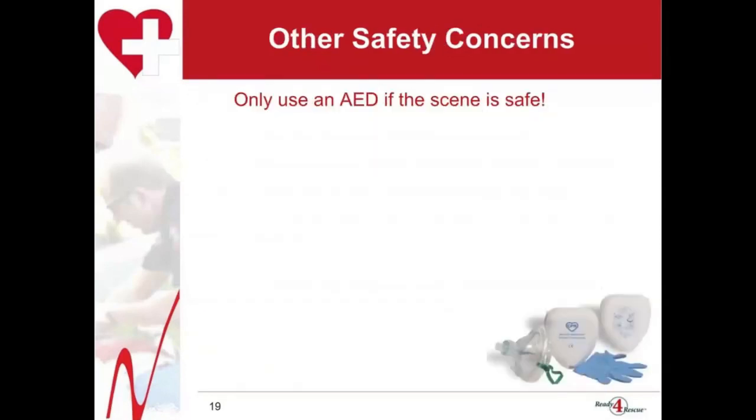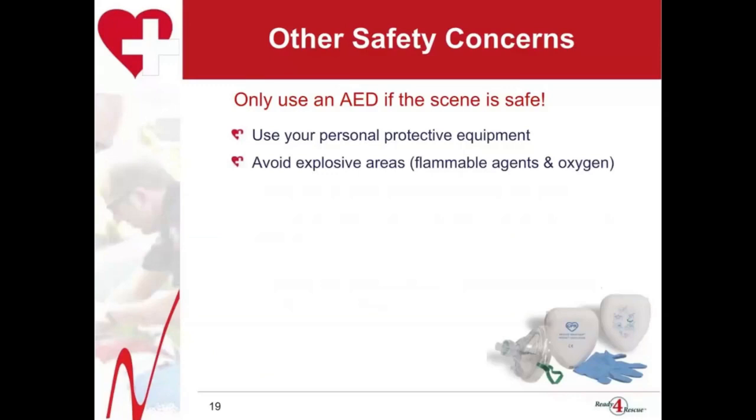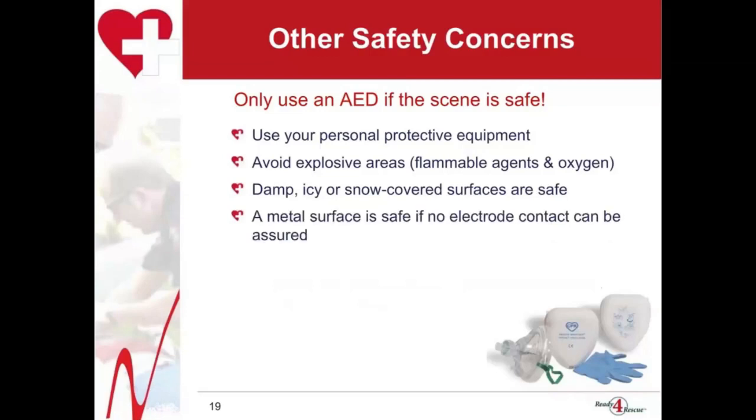There are other safety concerns as well. Ensure you use personal protective equipment, for example, gloves. Avoid areas that have explosive or flammable agents. If the casualty is on snow, ice, or a damp surface, it is safe to use the AED. However, if they are in a large puddle, you can remove them from the puddle before using the AED. It is also safe to use the AED on a metal surface as long as the electrode itself is not touching the metal surface. Consult the manufacturer's recommendations if you have any other questions about safety concerns.